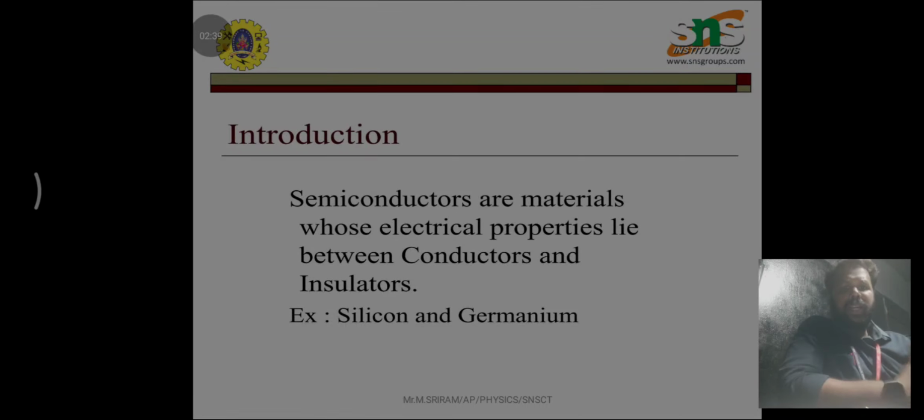Semiconductors based on composition are classified into two types: elemental semiconductors and compound semiconductors. Elemental semiconductors are made up of a single element. These semiconductors are from the group 4 elements in the periodic table. We already know they have 4 valence electrons in their outermost shell. They are also named indirect bandgap semiconductors.